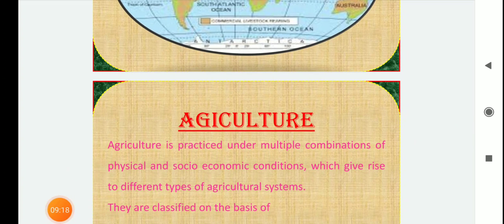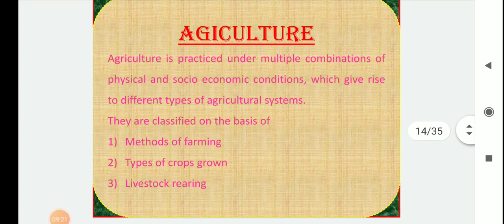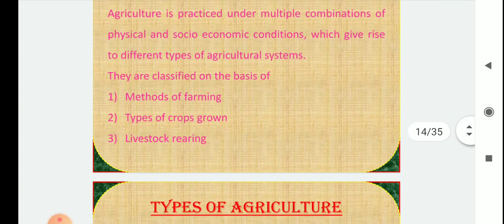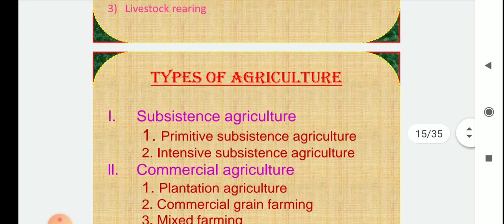Now next is agriculture. Agriculture is practiced under multiple combinations of physical and socio-economic conditions, which give rise to different types of agricultural systems. In the world, you can see many places where people depend on agriculture. They are classified on the basis of method of farming, types of crops grown, and livestock rearing.